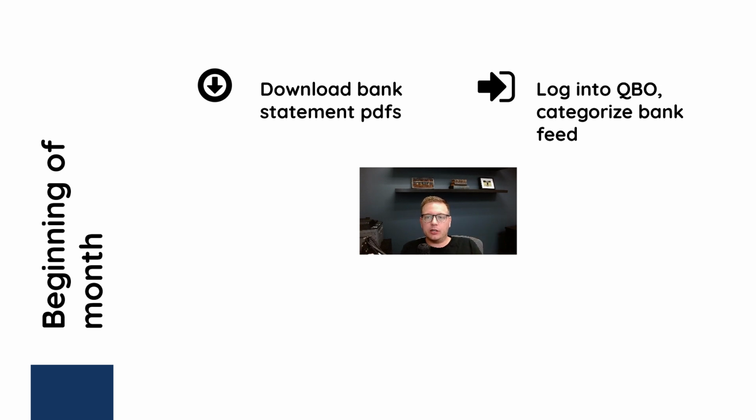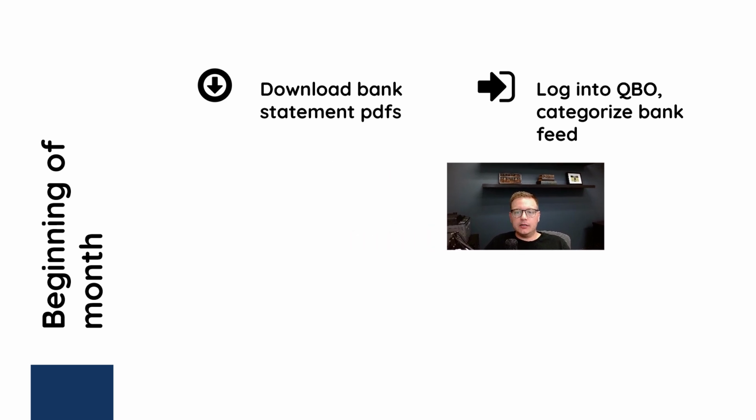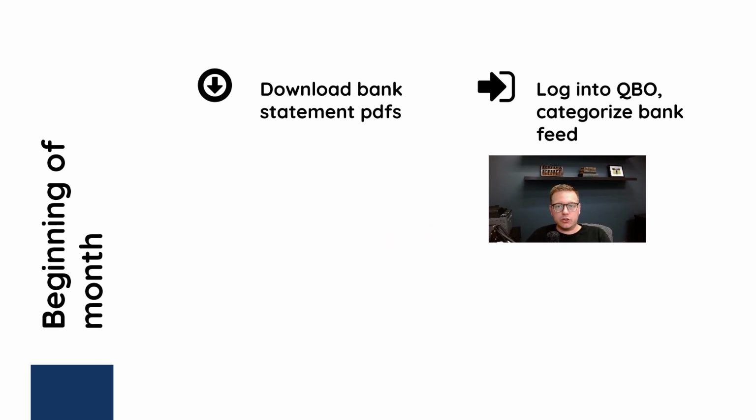Next, you're going to log into your accounting software. In this example it's QuickBooks, and you're going to categorize the banking feed. I'm assuming that you've gone through and connected all of your accounts into your software, but basically you're just bringing in all of the transactions and categorizing things and making sure everything looks good on that front.